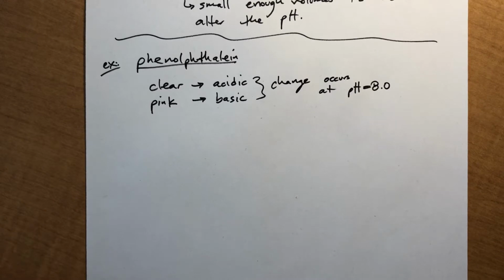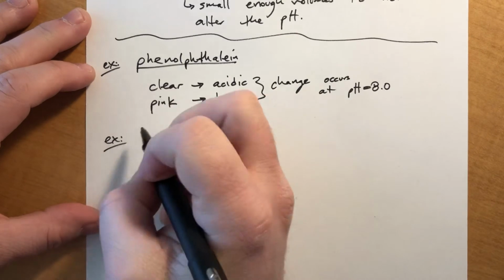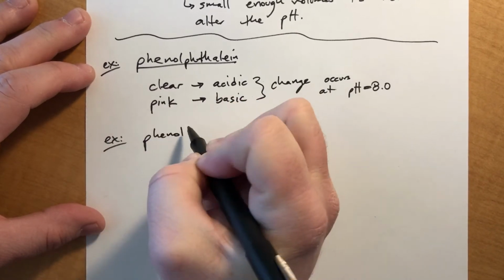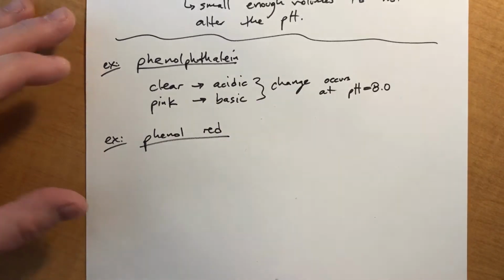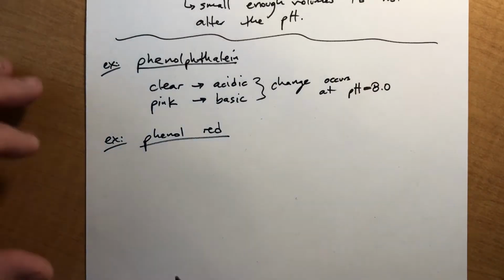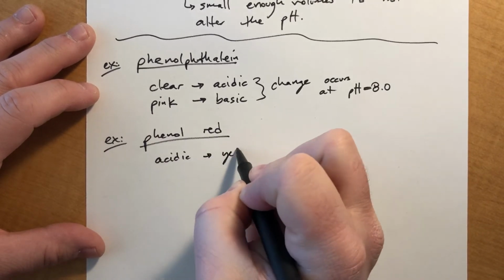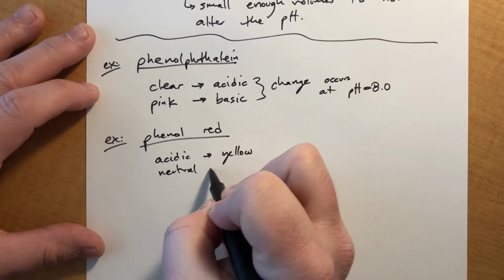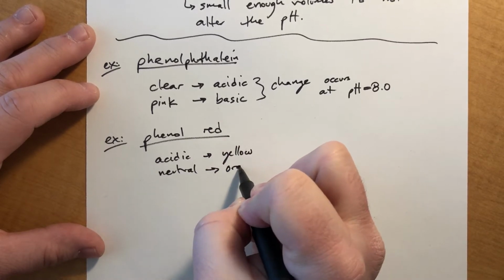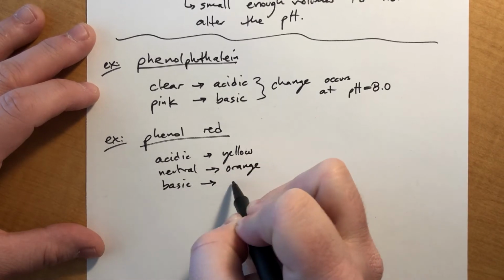Okay. Another example is something called Phenol Red. I know we've got 2 in a row that say phenol in them. It's actually pretty common. So Phenol Red under acidic conditions is yellow. Under neutral conditions is orange, and under basic conditions is red.